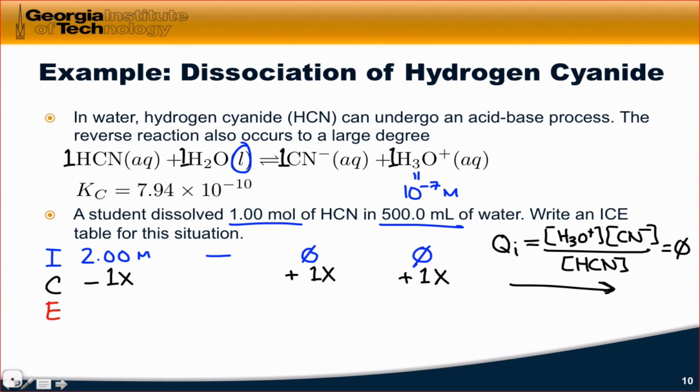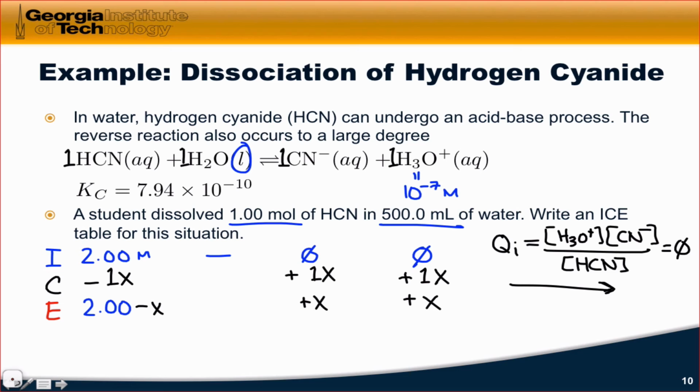Finally, to generate the equilibrium line, all we need to do is simply add the initial and the change lines. So for HCN, at equilibrium, we'll have 2.0 minus x. We'll have plus x for the CN- concentration and plus x for the H3O+ concentration at equilibrium, and we're done.